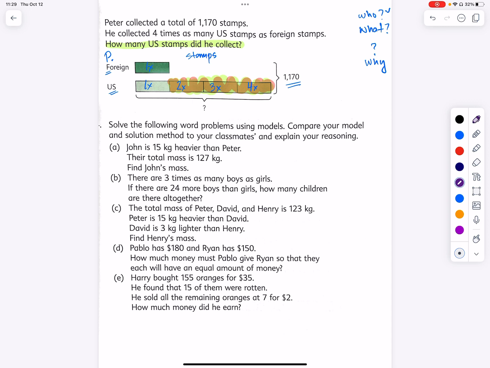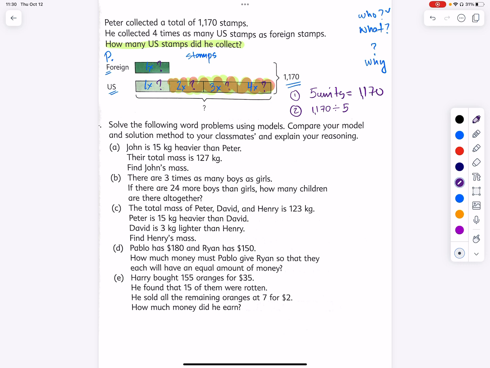Let's take a look at how many units Peter has. Altogether, Peter has 5 units, and 5 units is 1170. How do we find out how many US he collected? Let's find how much is in each unit. That's step 1. Step 2, let's use division. 1,170 split into 5 units. We have 5 units in total. Therefore, for each unit we split the total by 5.